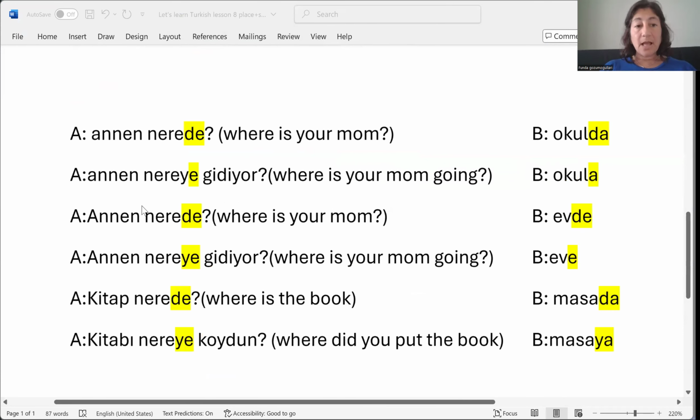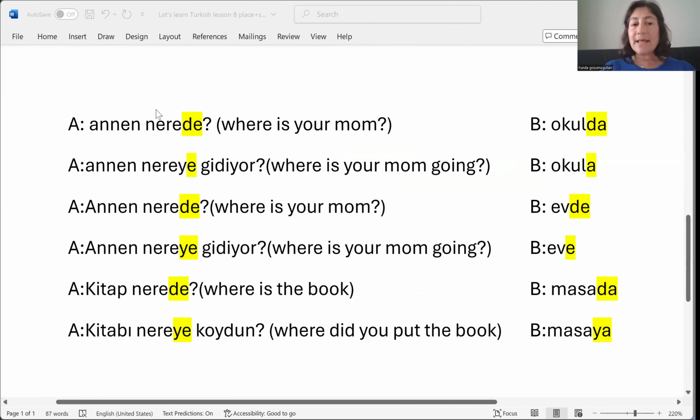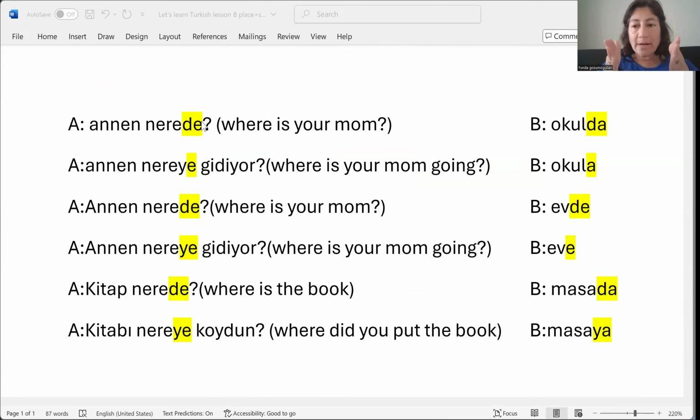Okay, A and B are talking. Annen nerede? Nerede is the question word, which is where in Turkish. But it has two functions. Where for the things that are stable, where for someone going somewhere. So if you ask where for stability, then you have to use de or da in the answer, added to the place name. So, annen nerede? Which is, where is your mom? The answer, at school, okulda.